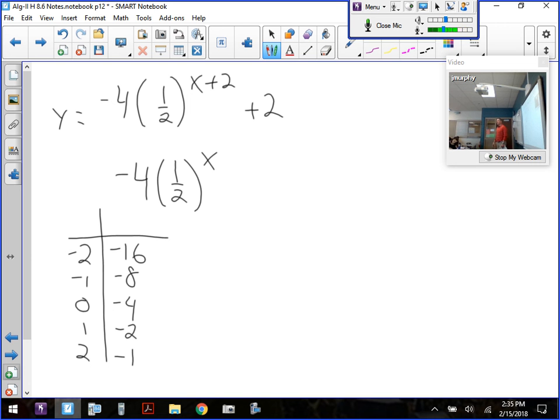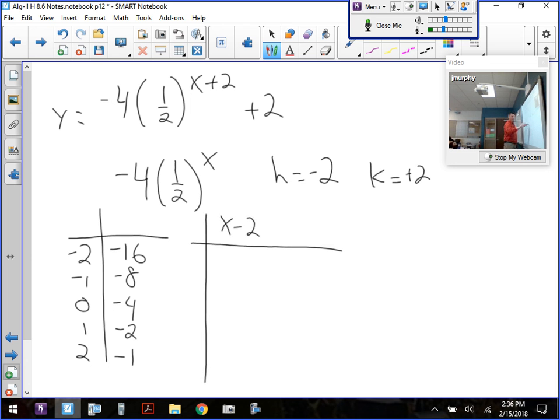To those, I would just have to shift them, the h and the k. Now remember, your h value in this case is -2, and your k value is +2. So to each of my ordered pairs, I'm going to take x -2 in this one, and I'll have y +2. Sorry, I said +2.